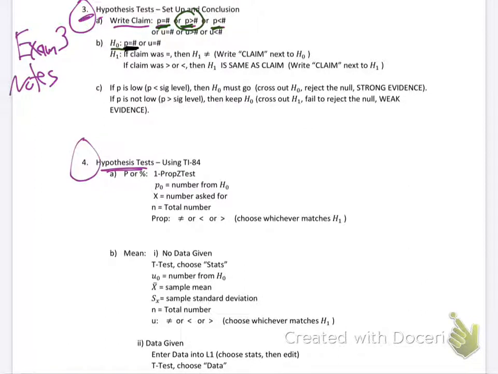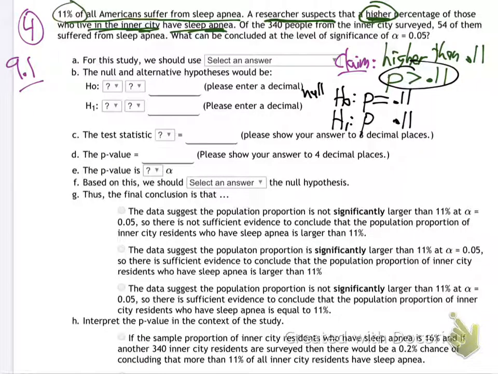Now, how do you know what the H1 is? The H1 is going to have to match the claim. One of these two, either H0 or H1, has to be identical to the claim. Here's the claim, greater than 0.11. So therefore, the H1 has to be greater than 0.11 so that it matches the claim. That's always the case. Either H0 or H1 will exactly match the claim.